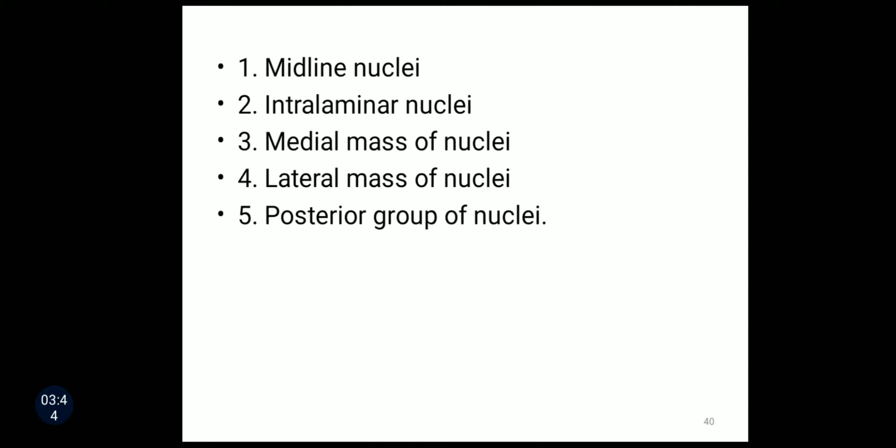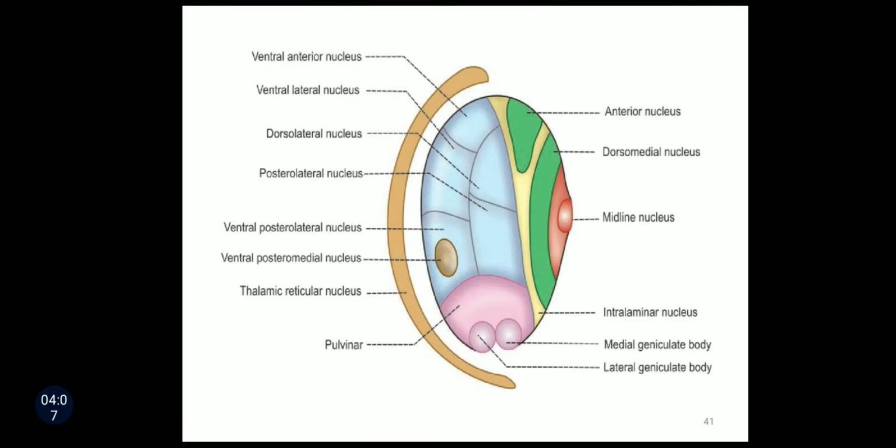Then the fifth type of nuclei is the posterior group of nuclei. This posterior group is again classified into two types: the pulvinar nuclei and the metathalamus. The metathalamus has mainly two structures: the medial geniculate body and the lateral geniculate body. So here we will understand this with the help of a diagram.